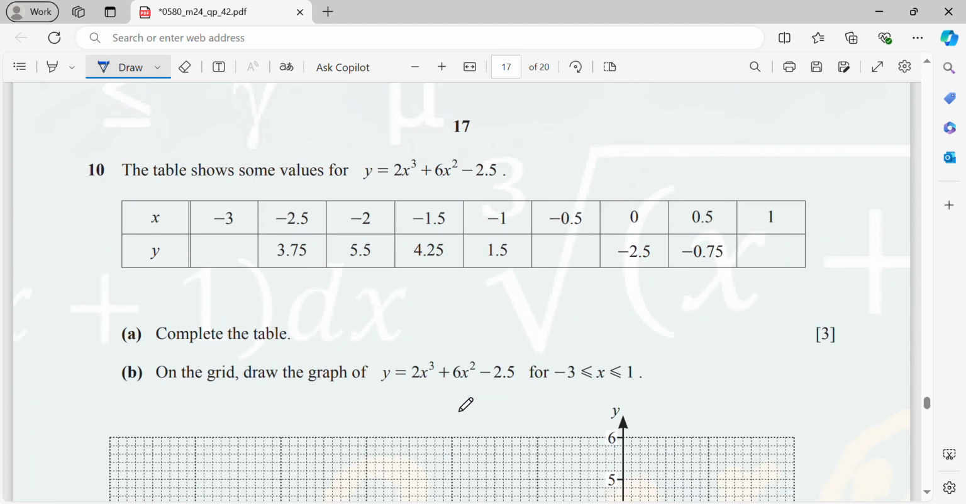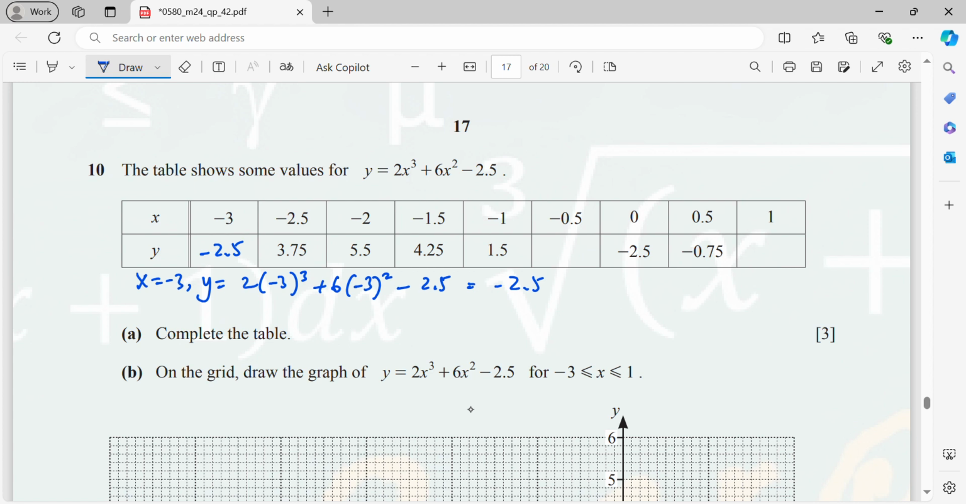Okay, question 10. The table shows some values for y equals 2x cubed plus 6x squared minus 2.5. Now, complete the table. So when you do the calculation, basically your x is minus 3, your y is 2 times minus 3 cubed plus 6 times minus 3 squared minus 2.5. That is going to be negative 2.5.